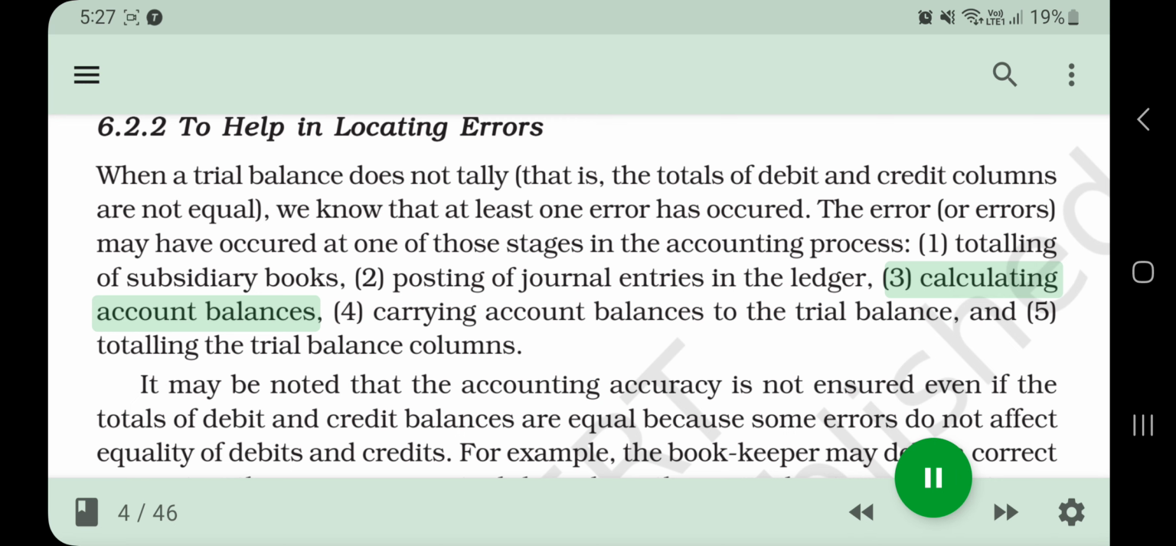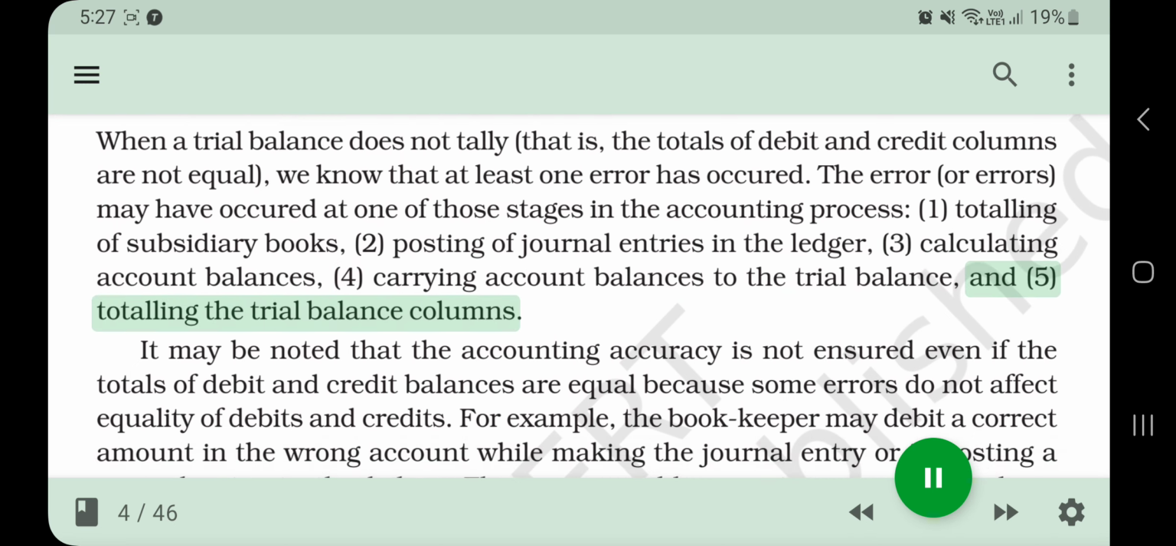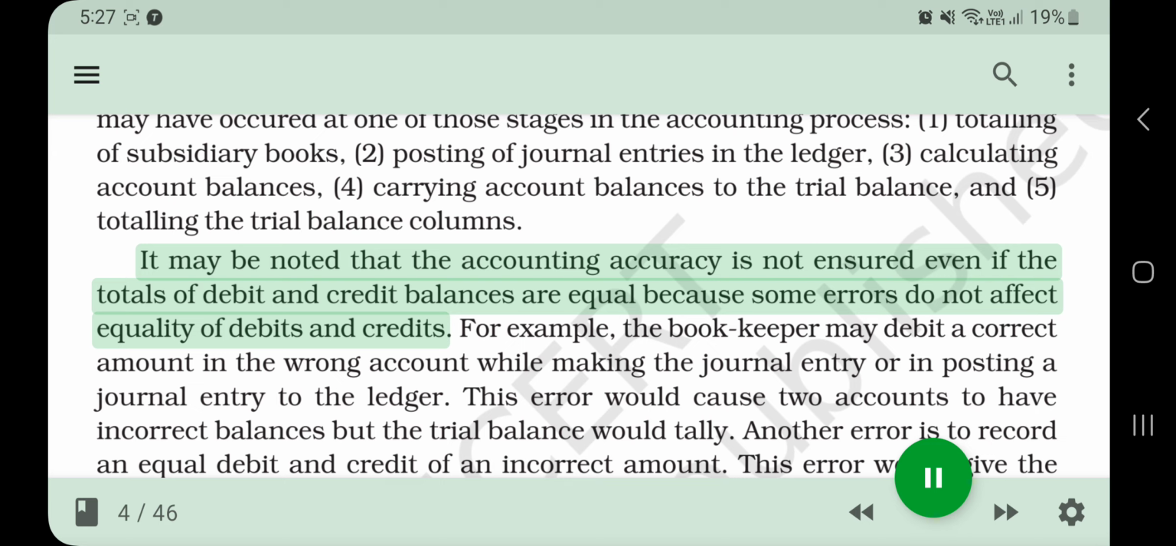1. Totaling of subsidiary books. 2. Posting of journal entries in the ledger. 3. Calculating account balances. 4. Carrying account balances to the trial balance. And 5. Totaling the trial balance columns. It may be noted that the accounting accuracy is not ensured even if the totals of debit and credit balances are equal because some errors do not affect equality of debits and credits.